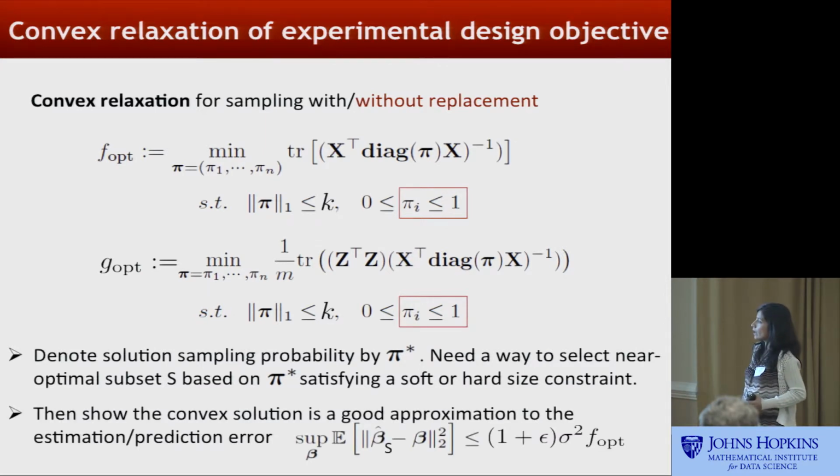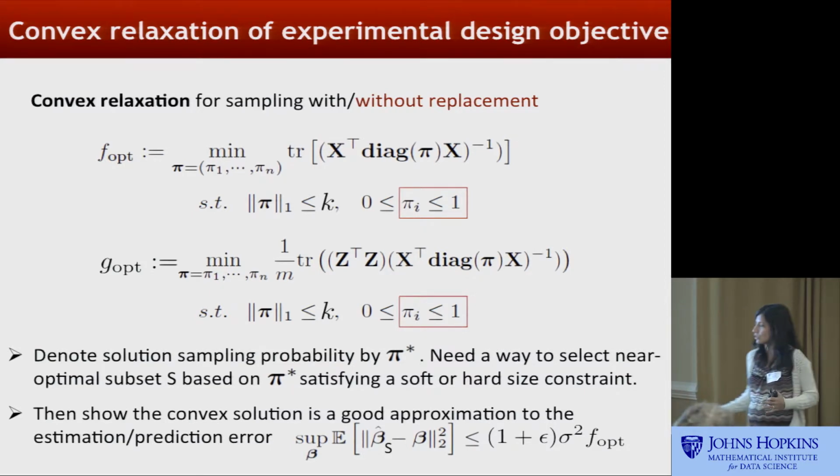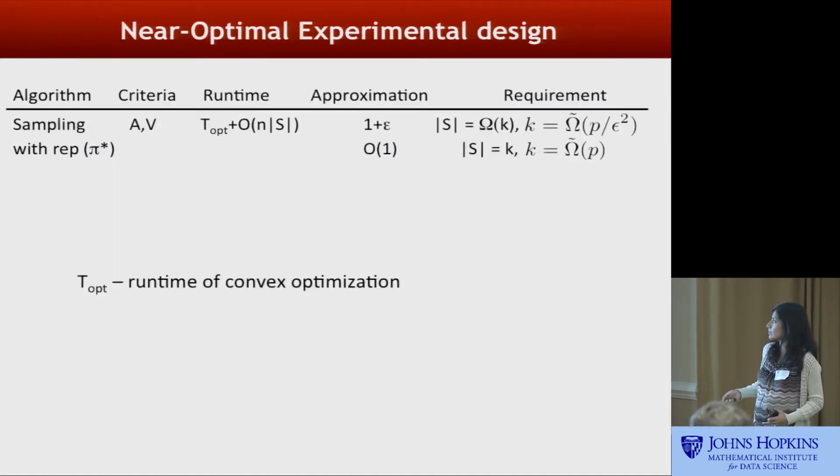All right? Our goal is then to show that these convex solutions, of course, lower bound the combinatorial objective because these are relaxations. But we also want to show that this objective upper bounds, or provides a 1 plus epsilon factor approximation to, the estimation or prediction errors. Okay? So that's the goal. All right, so let me show you a table of results for different ways of taking this pi star, which is the solution of this convex program, and converting it into a subset.